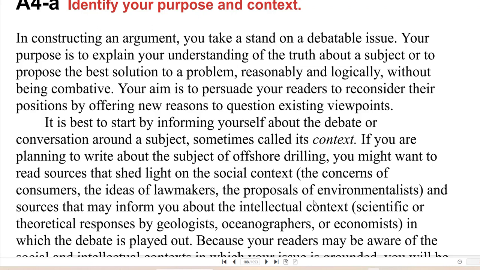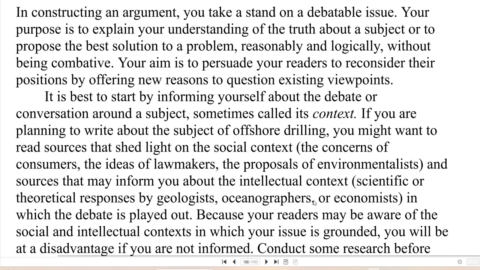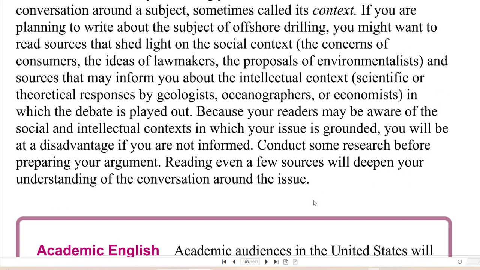It is best to start by informing yourself about the debate or conversation around a subject, sometimes called its context. If you are planning to write about the subject of offshore drilling, you might want to read sources that shed light on the social context, the concerns of consumers, the ideas of lawmakers, the proposals of environmentalists, and sources that may inform you about the intellectual context or scientific or theoretical responses by geologists, oceanographers, or economists in which the debate is played out.